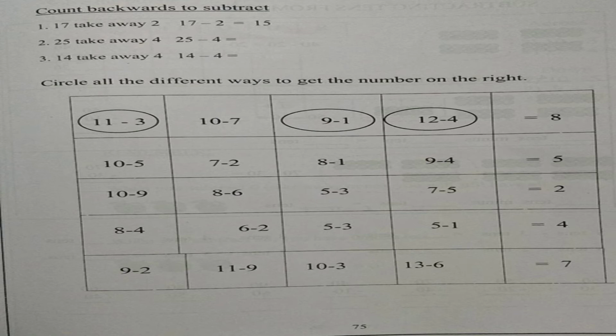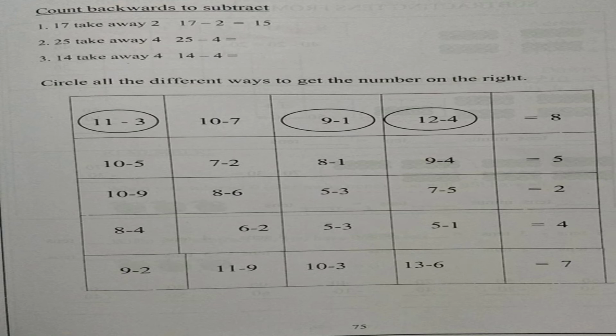Let's turn to page number 75. Here we have to count backwards and do the subtraction. We did it in the activity, right? So let's do the same. Here the first one, you have to take away 2 from 17. So 17 minus 2 is 15. First one is done. We'll go to the second one.